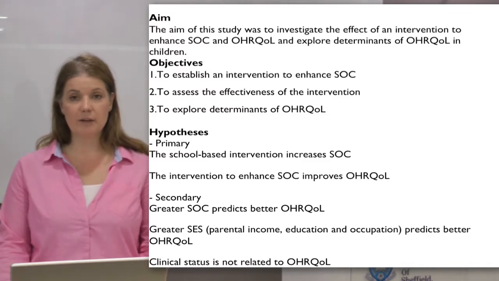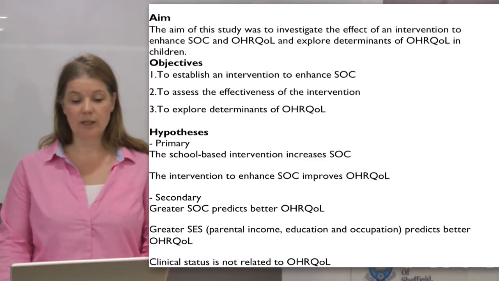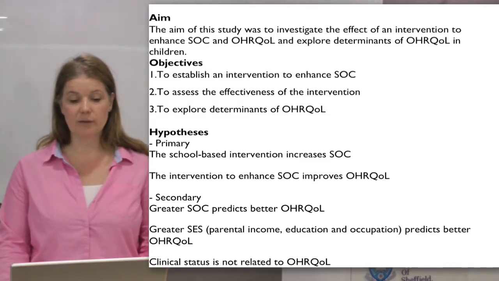And she had a number of hypotheses which were detailed in advance, which she could then analyse too. So the primary hypothesis was that the school-based intervention would enhance or increase sense of coherence. The second one was that the intervention to enhance sense of coherence would improve oral health quality of life. So they're very specific primary hypotheses that she then went on to analyse and address.